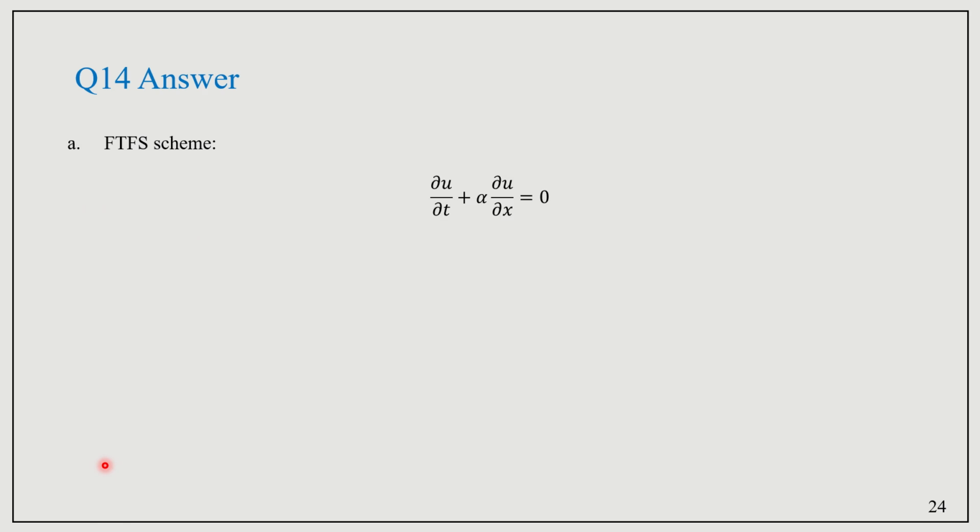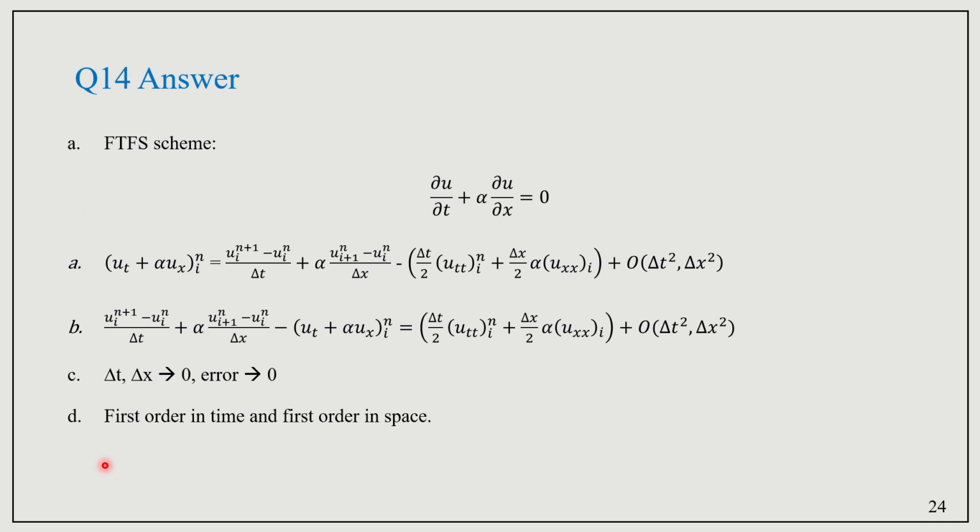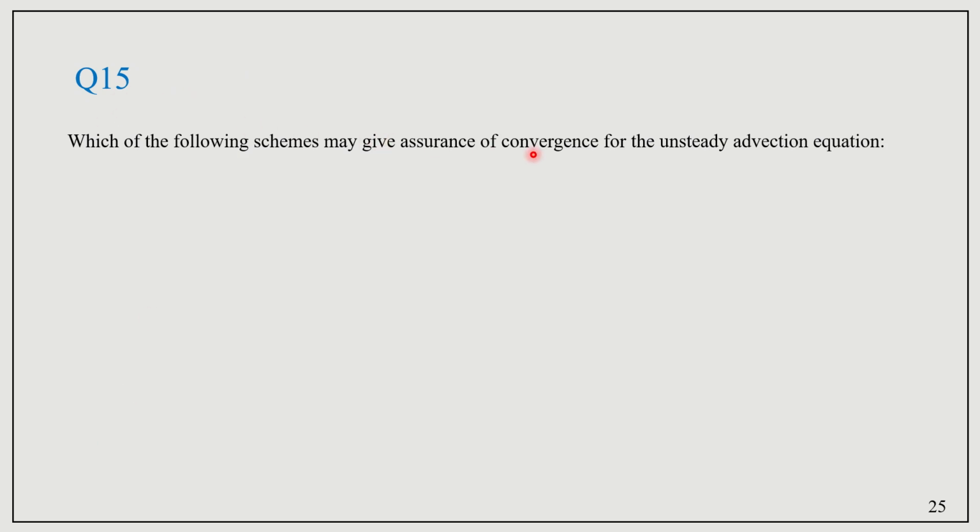Now coming to question 15, what we have is: which of the following schemes may give assurance of convergence for the unsteady advection equation? First one, it is FTBS explicit. Second one, it is FTFS implicit. And third one, it is CTCS implicit. Which of the following schemes may give assurance of convergence for the unsteady advection equation?